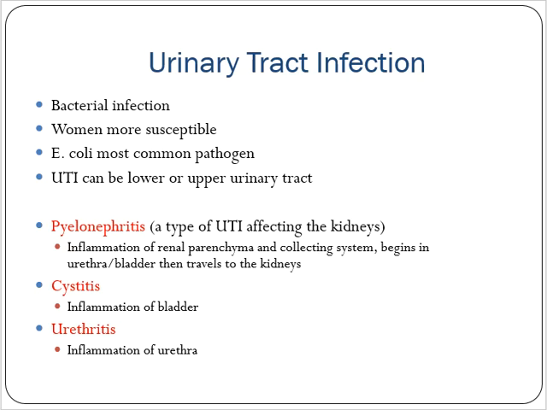UTIs can be in the lower or upper urinary tract. Pyelonephritis is inflammation of the renal parenchyma and collecting system. It begins in the urethra and bladder and then travels up to the kidneys. This is a type of UTI that specifically affects the kidneys. Cystitis is inflammation of the bladder, and urethritis is inflammation of the urethra.